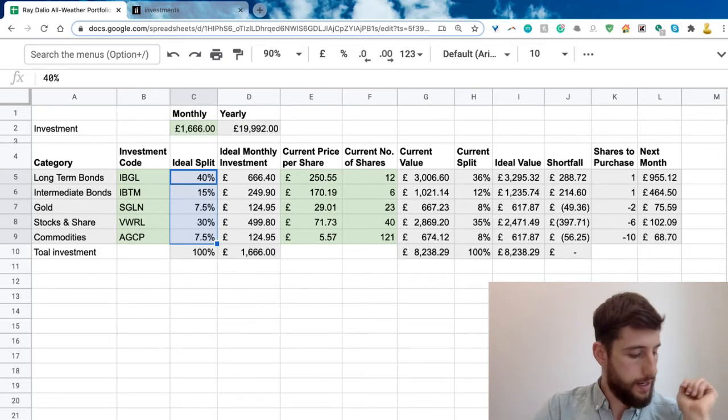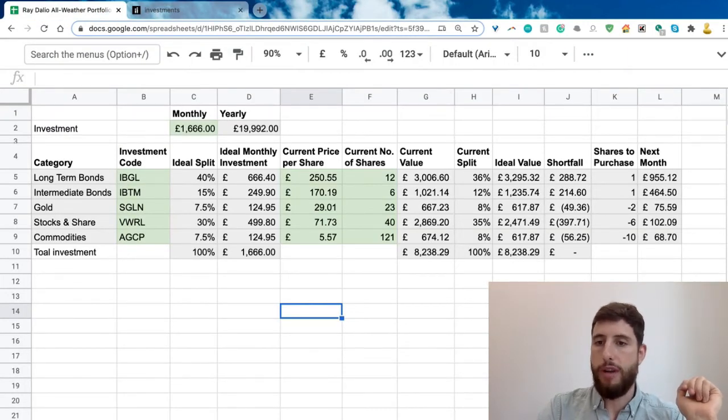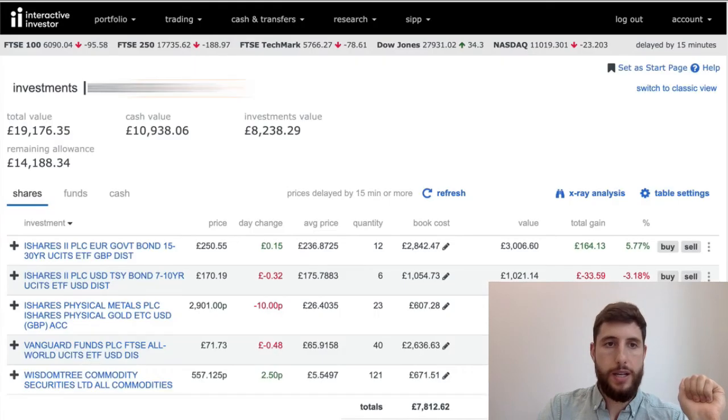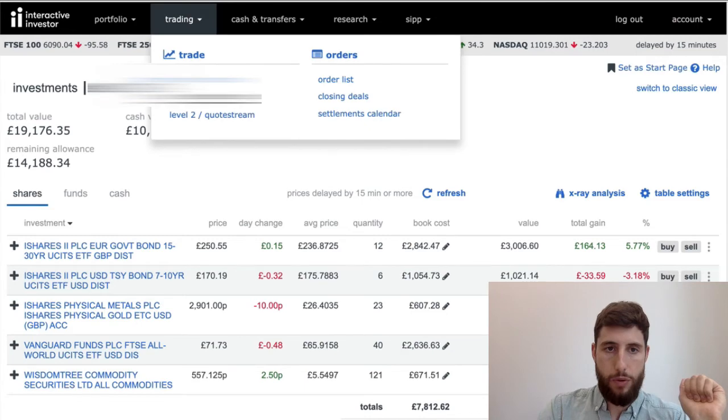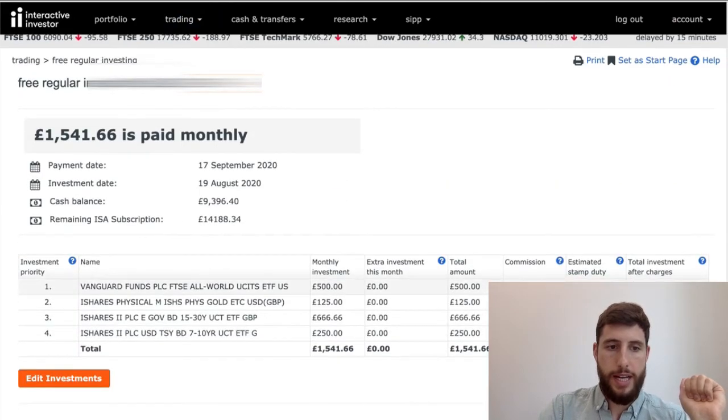Okay, now let's get into the specifics. So what do we actually do here, guys? Well, there's two ways to do it. We can, firstly, change our regular investments, okay? So let's go to our funding platform and we'll click on our regular investing, okay? And here we have it. We've got what's currently set up.